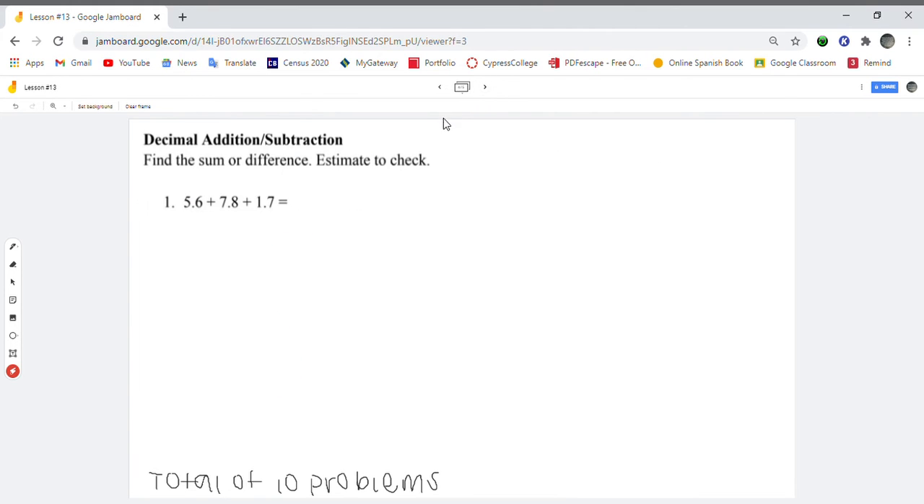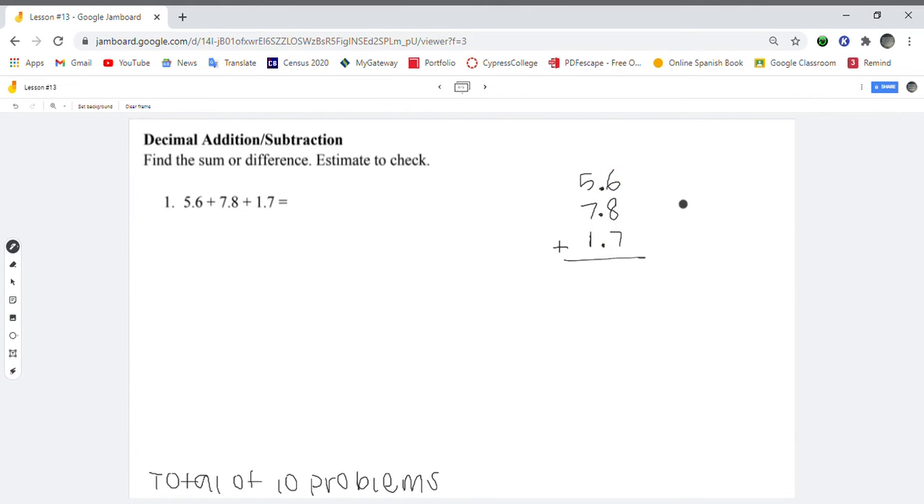So the third section we're going to do is decimal addition and subtraction. And we just have to find the sum or difference. You can estimate to check if you want. And there's a total of 10 problems. So number 1 is 5.6 plus 7.8. When you're placing these numbers vertically, make sure the decimals match. Like this. So they have to line up in a row like this.